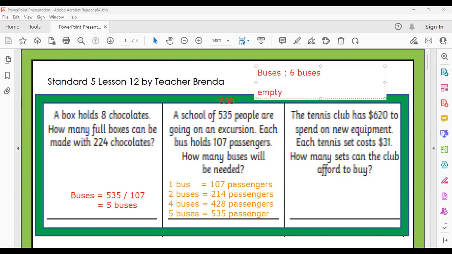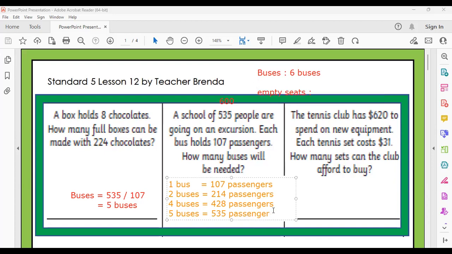How many empty seats are there? Let's see who can answer. The same question, guys: how many empty seats are there in the 6th bus? So you remember, up to 5 buses, you can fit in 535 people. So the 6th bus is going to have how many people? You must calculate. You've got to take 600 minus the 535.